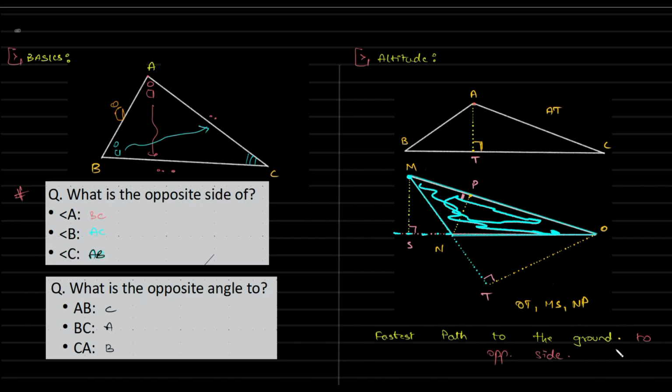So to be honest, this is not the proper definition. I think this is a better definition. Fastest path to the ground, and the ground being opposite side, if not the extended part of the opposite side.